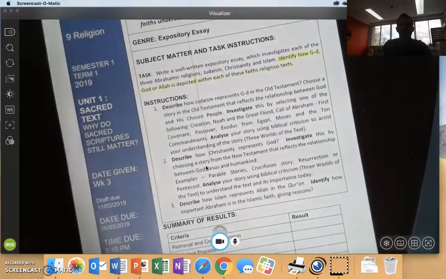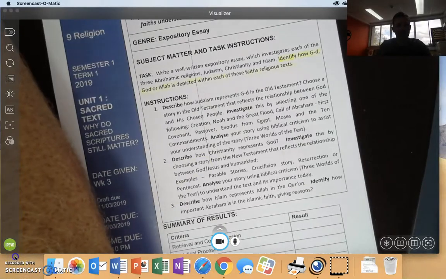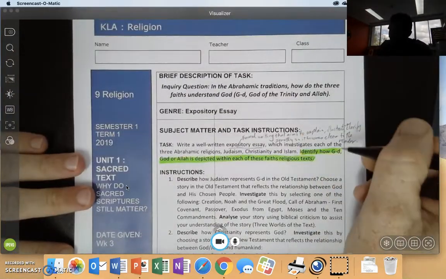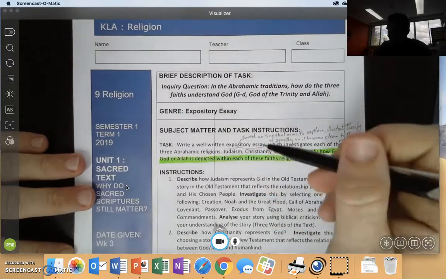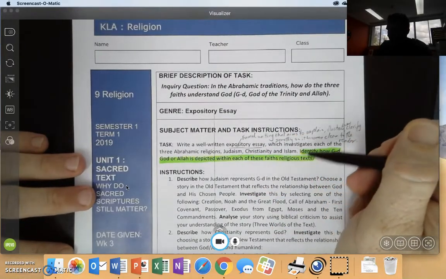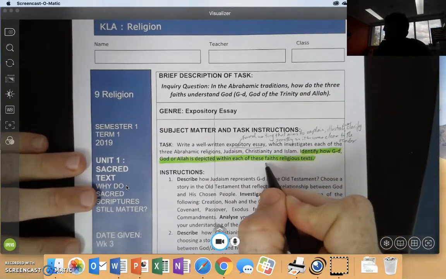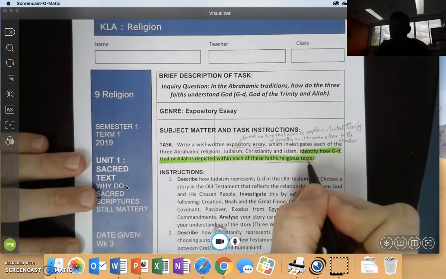I'm just going to replace this. That's a bit better. So, identify how God or Allah is depicted within each of these faiths' religious texts. That's a key part. How is Scripture doing that?